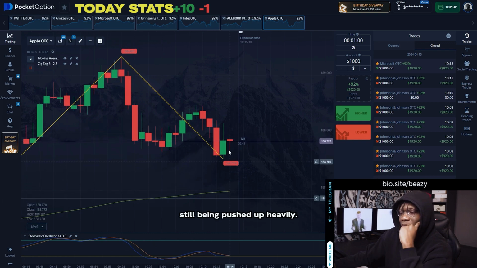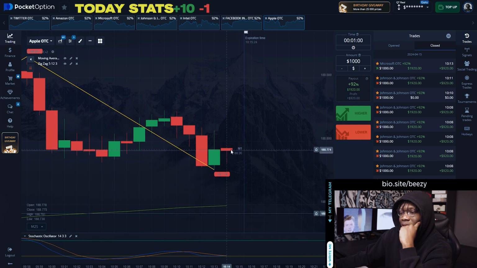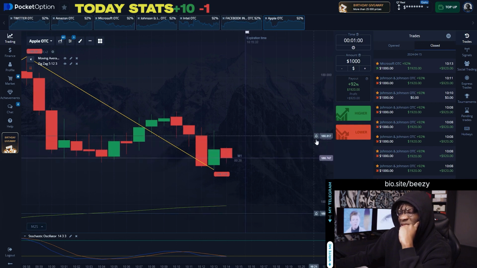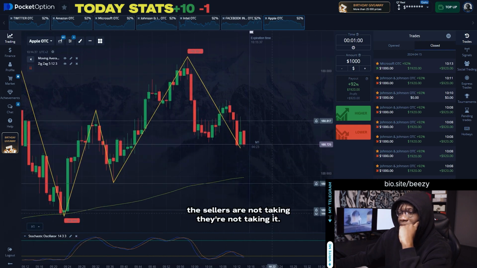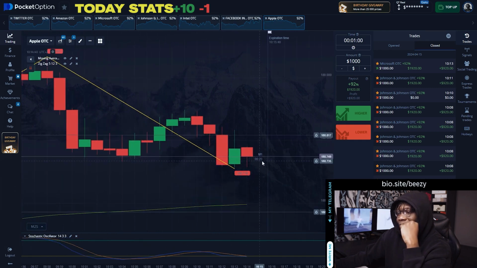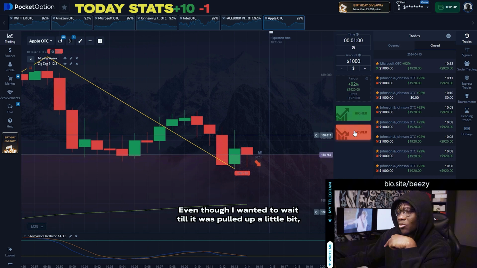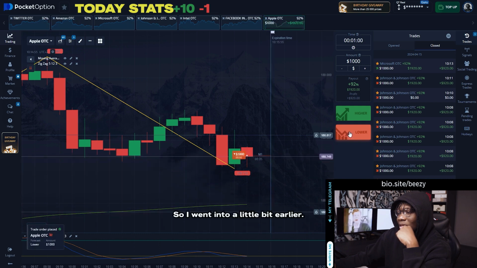But we can see the price still being pushed up heavily. So I think I'm just gonna wait if this market ends up pushing it up to somewhere here or even here. But no, the sellers are not taking it. They're fighting back hard. Okay, I think this is still a good point. Even though I wanted to wait till it was pulled up a little bit, I think the market might pull down completely in the last second. So I might enter a little bit earlier.